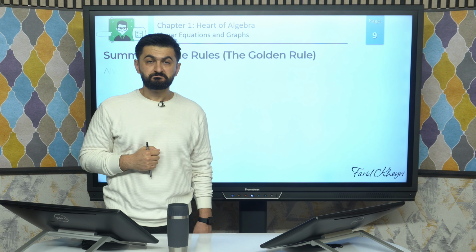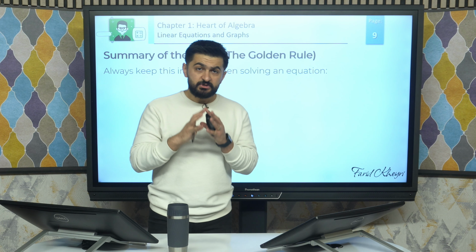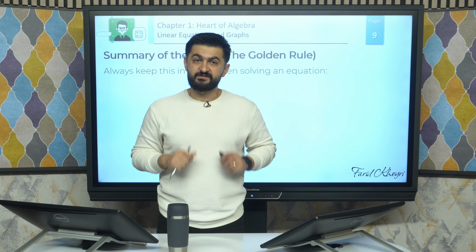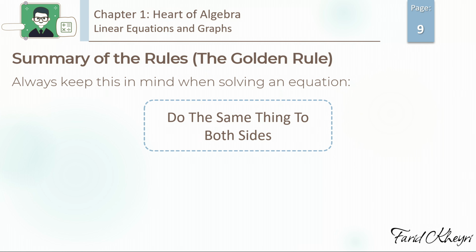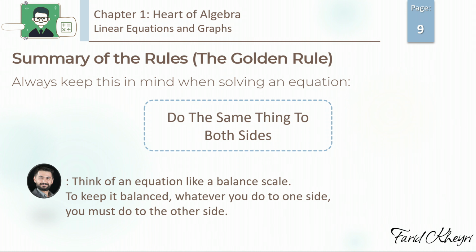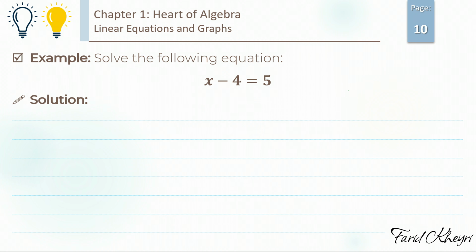Okay. So the summary of all rules is this. Always do the same thing to both sides. And that's it. So, in fact, you have to think of an equation like a balance scale. To keep it balanced, whatever you do to the one side, you have to do to the other.